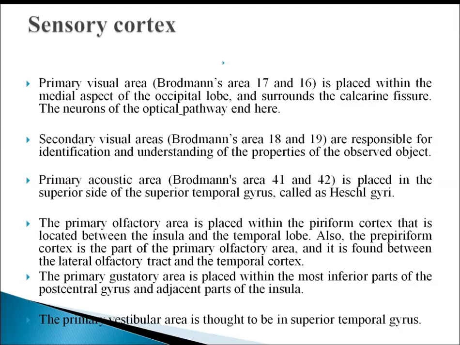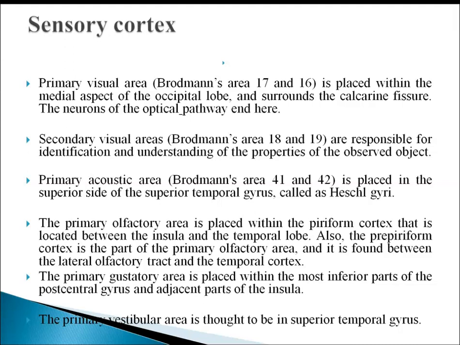The next comes the primary acoustic area, that is the auditory area. It has been located in the superior temporal gyrus, which is also called Heschl's gyri, and it has been represented by area numbers 41 and 42.